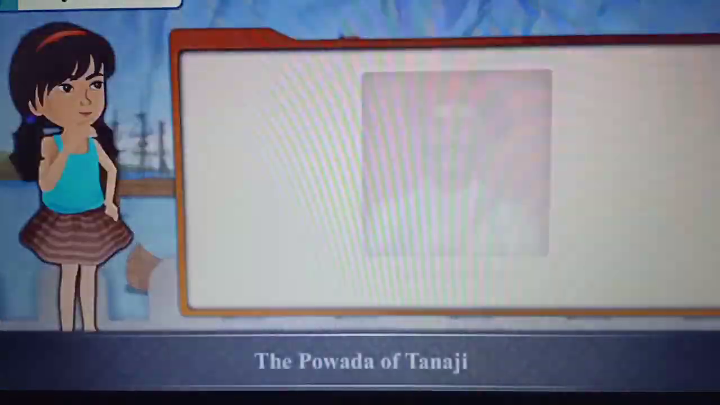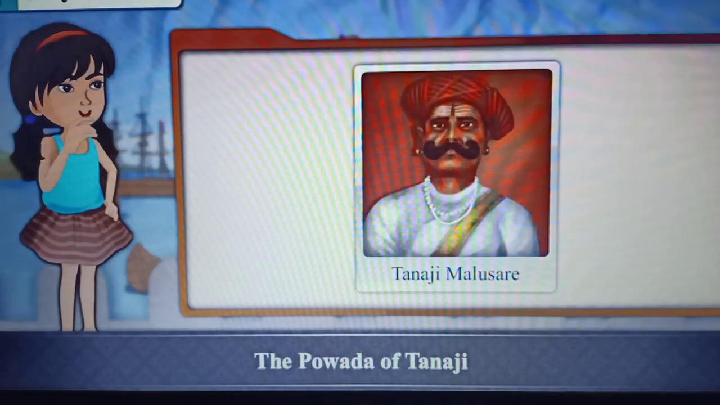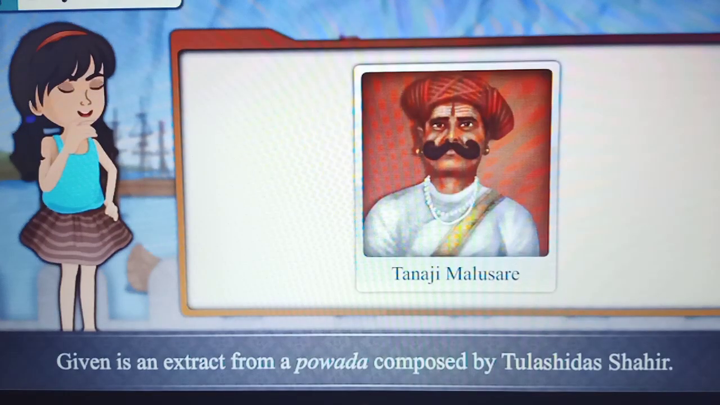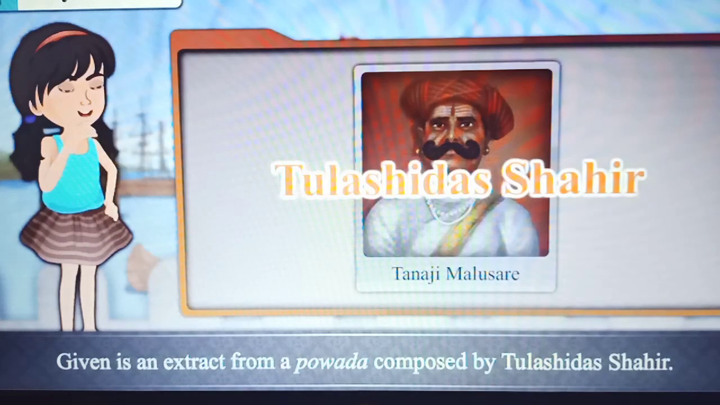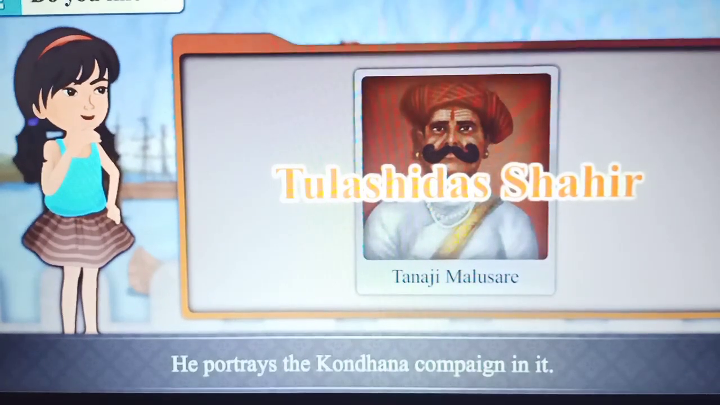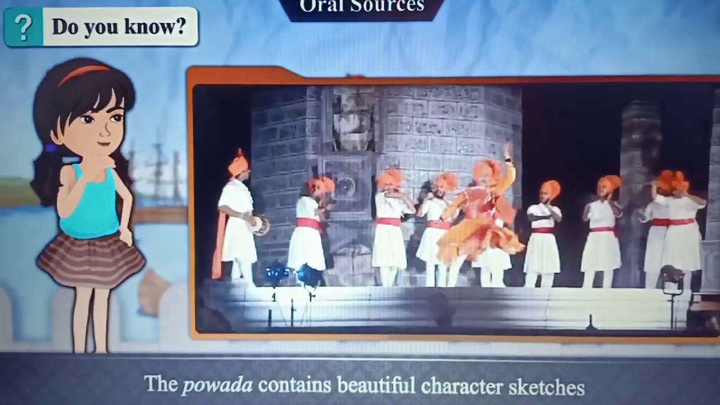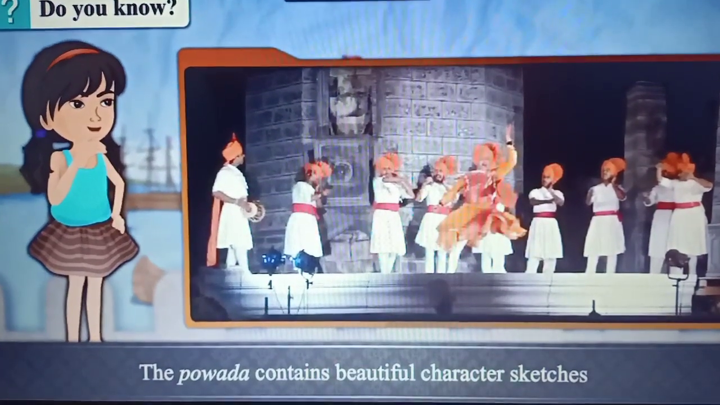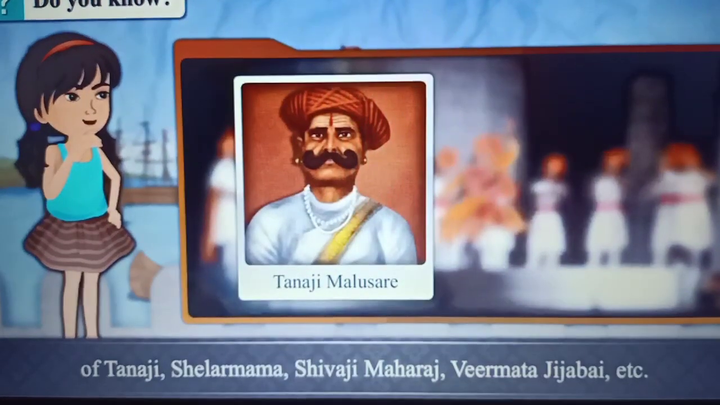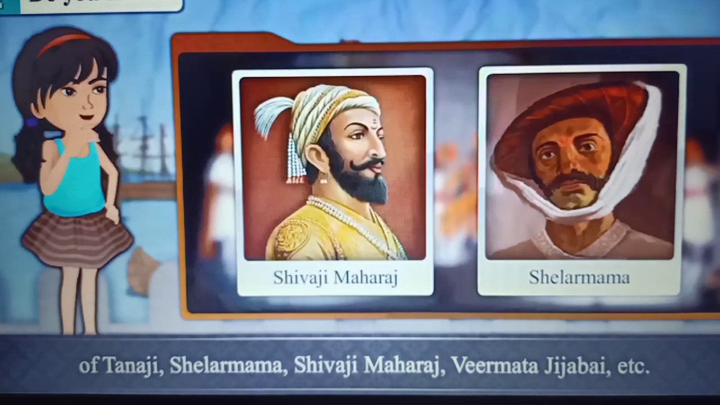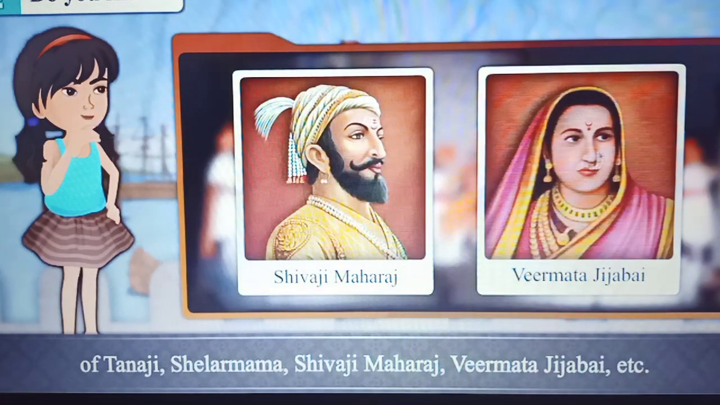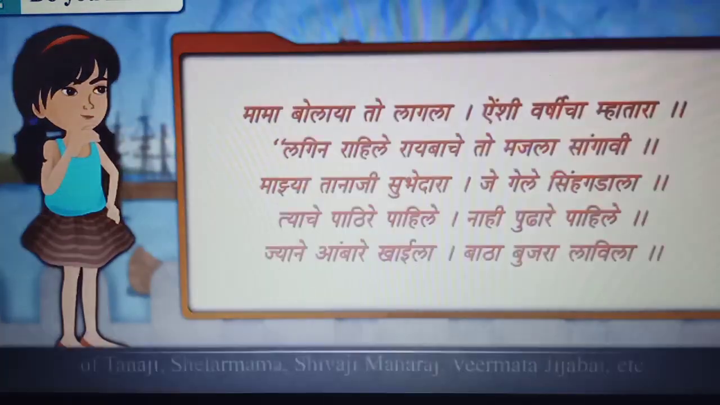Do you know? The Powada of Tanaji. Given is an extract from a powada composed by Tulsidas Shahir. He portrays the Kondhana campaign in it. The powada contains beautiful character sketches of Tanaji, Shelar Mama, Shivaji Maharaj, Veer Mata Jijabai, etc.